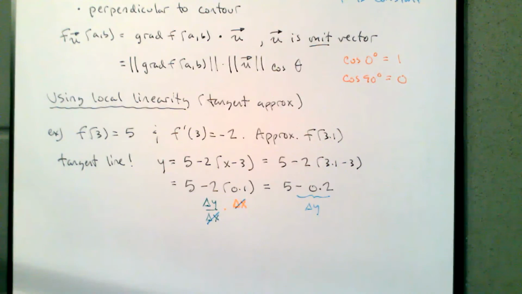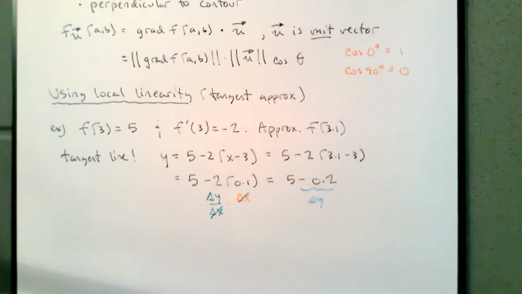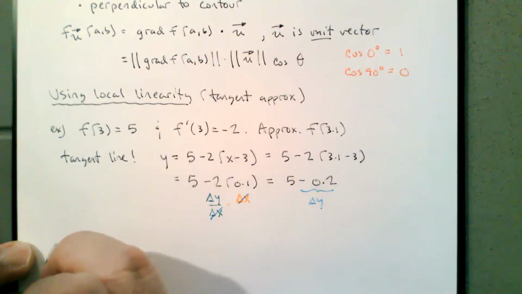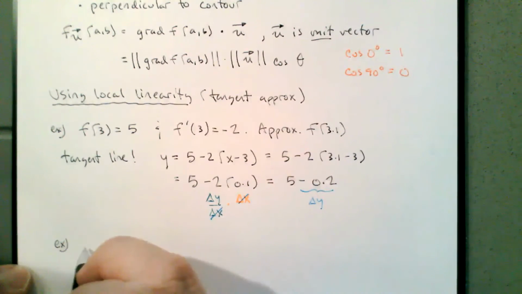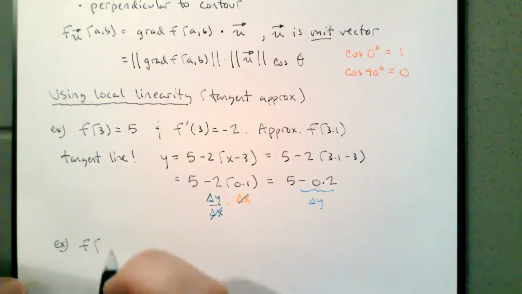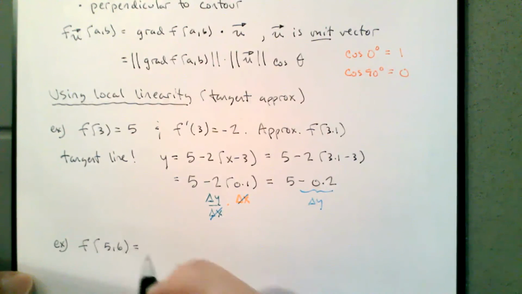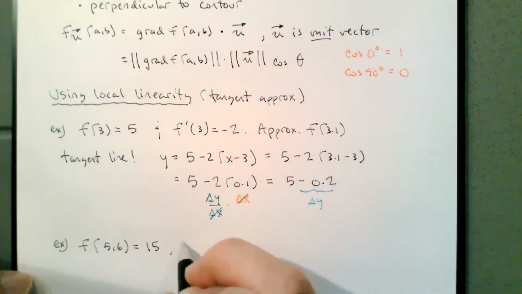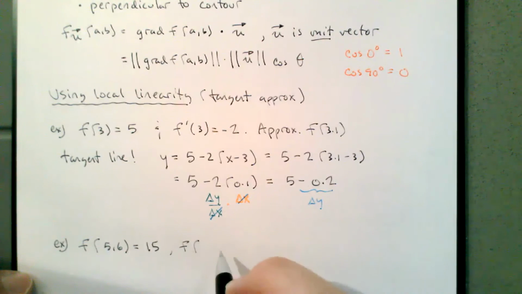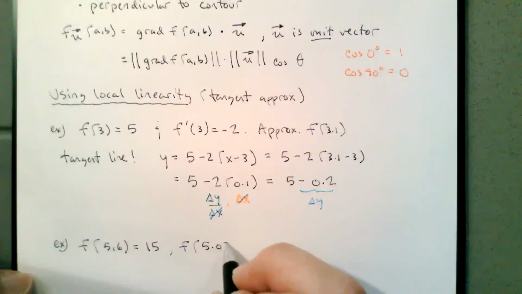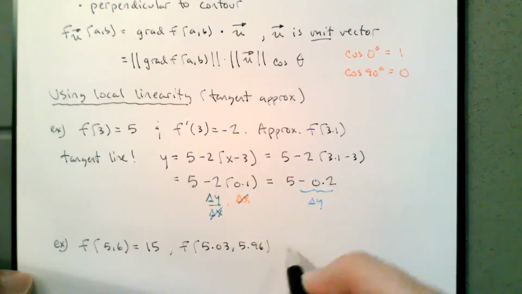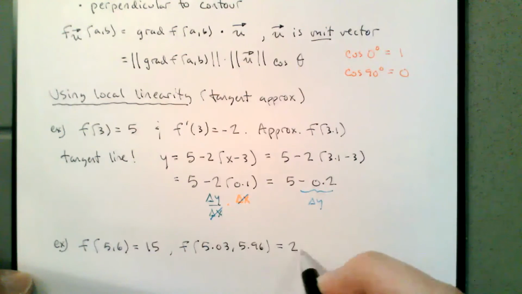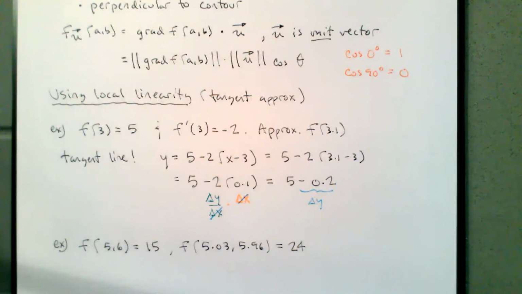So let's take a different set of given information. Let's suppose that F at (5, 6) is equal to 15, and F at (5.03, 5.96) is equal to 24. That's a lot of change for a small step.